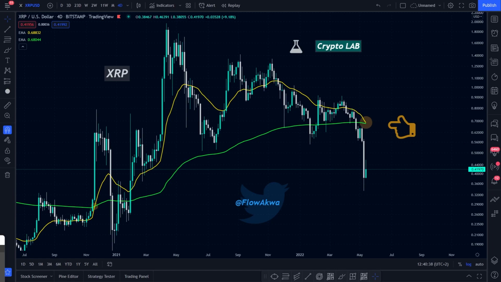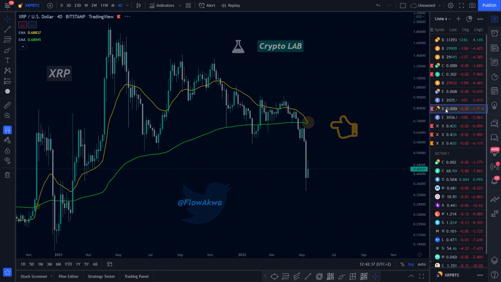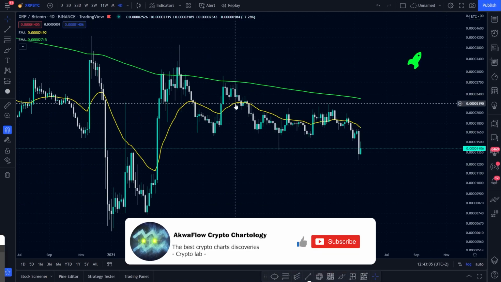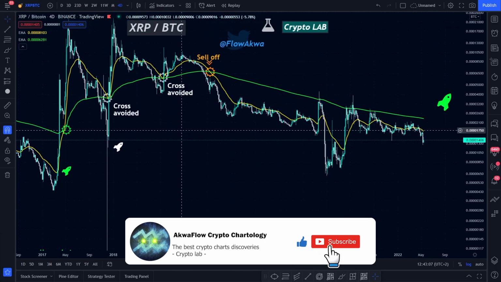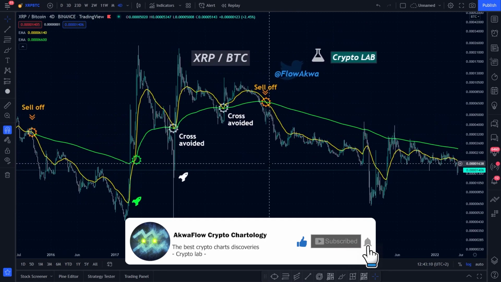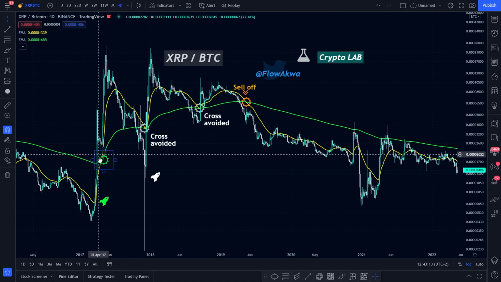Now let's jump in. As a reminder, every time that the yellow line is about to cross the green line, a big move is coming. Originally, I was using these indicators for the XRP to BTC chart. We can have a look together because we know that when the yellow line crosses the green line on this chart, we have a moonshot. You can see it just right here.